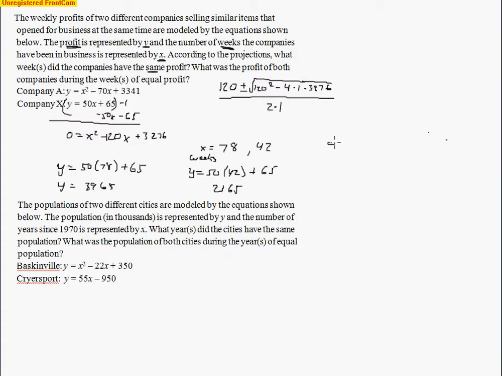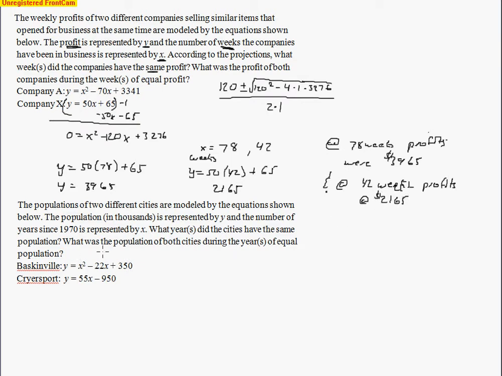At, we'll say, 78 weeks, profits were $3,965, and at 42 weeks we had profits at $2,165. So those were our two amounts.